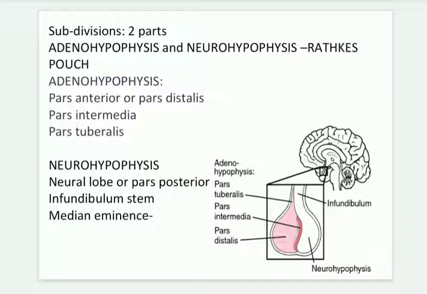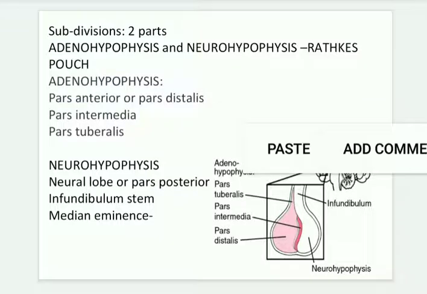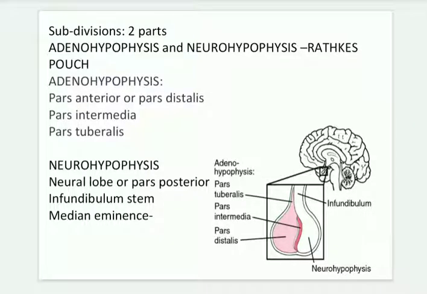It has three parts: pars anterior or pars distalis, which is the largest part of the gland; the intermediate lobe or pars intermedia, which is the remnant of Rathke's pouch; and pars tuberalis, which is the upward extension of the anterior lobe that surrounds the stalk and forms a part of the infundibulum. These are the parts. Then you can write only the parts: pars anterior, intermediate lobe or pars intermedia, and the pars tuberalis.